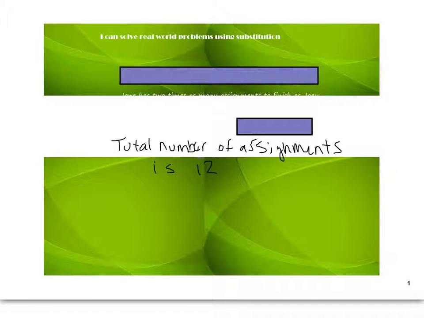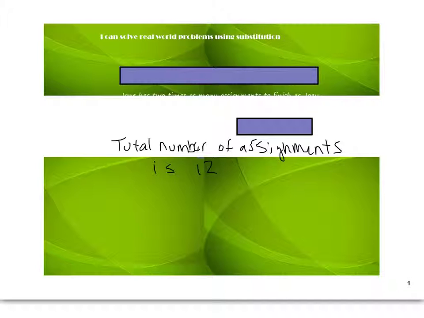As we get further into solving problems using substitution, it's important that you know how to solve real-world problems. So, as we get going, it's kind of hard to read, but this part right here says that Jane has 2 times as many assignments to finish as Joey. You can kind of see the top of that there. And the total number of assignments is 12.